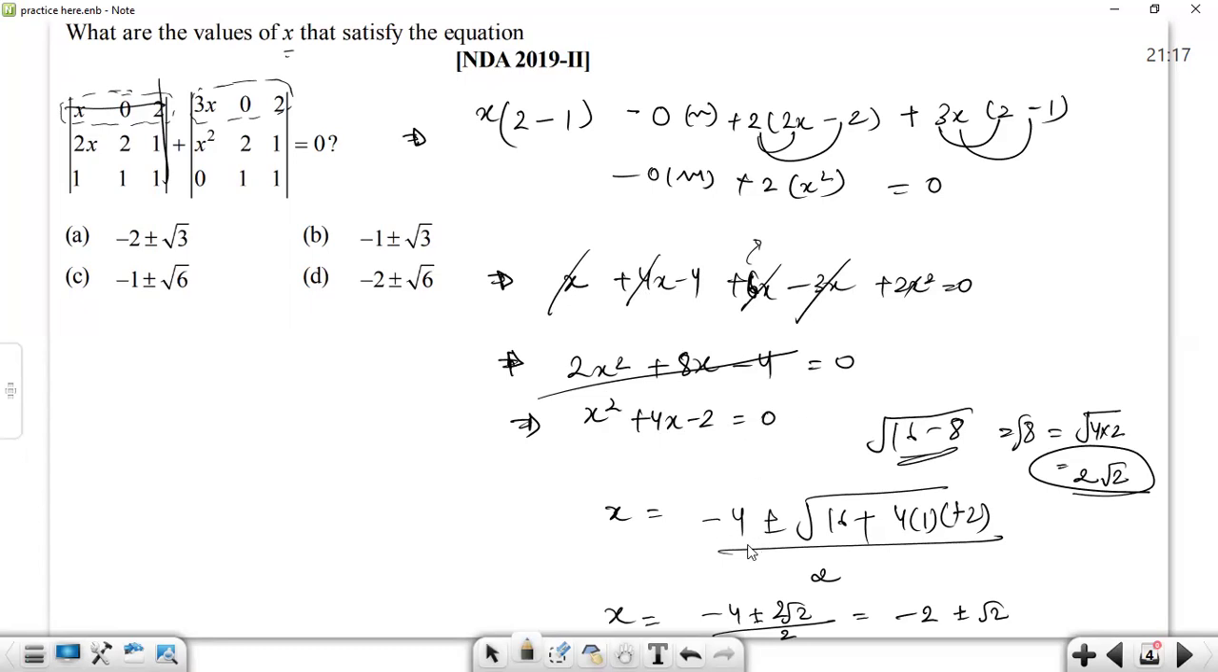Okay. X is equal to minus b plus minus square root of b square minus 4ac. 4ac, okay, a is 1, c is minus 2. Okay, great. 16 plus 8. Okay, 16 plus 8 should be the case. So it should be 24. That is where we have done the mistake.